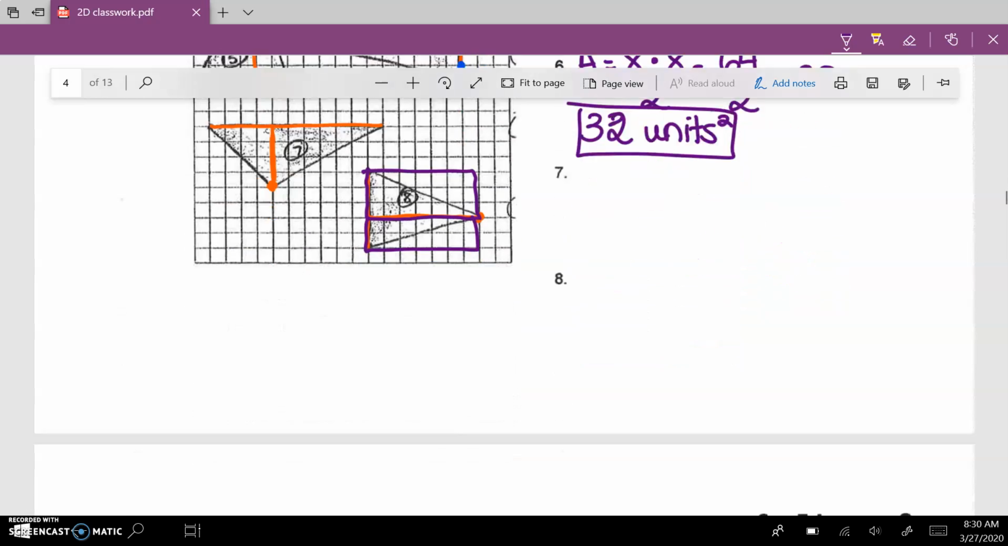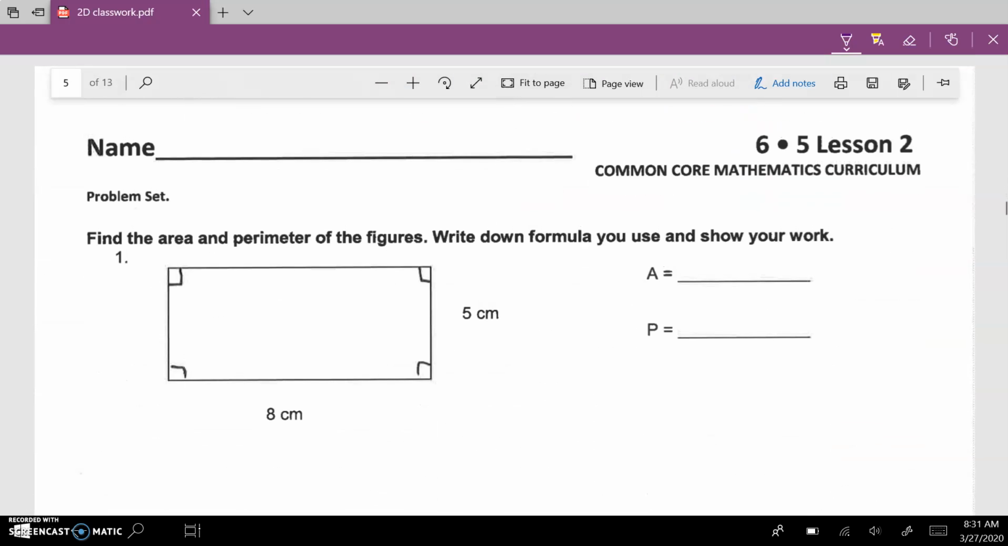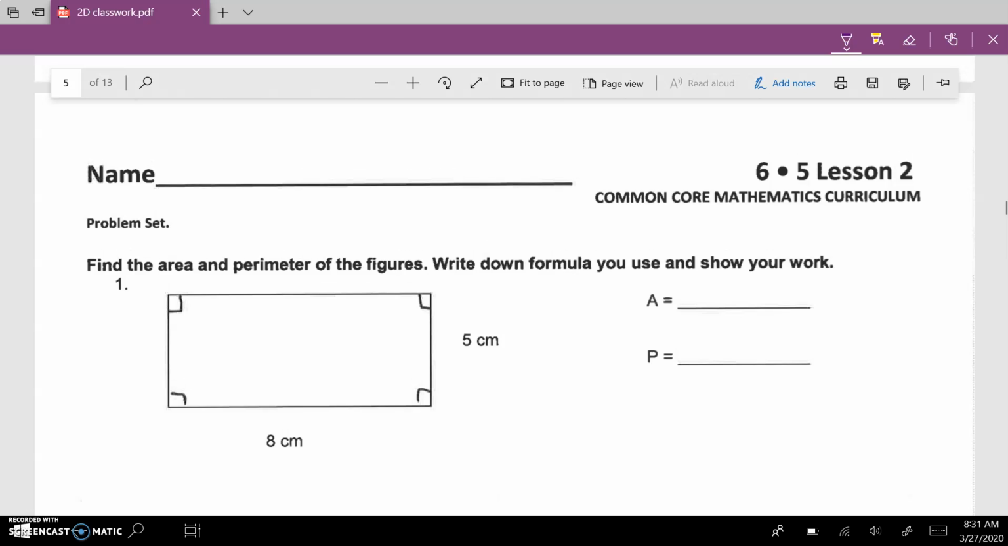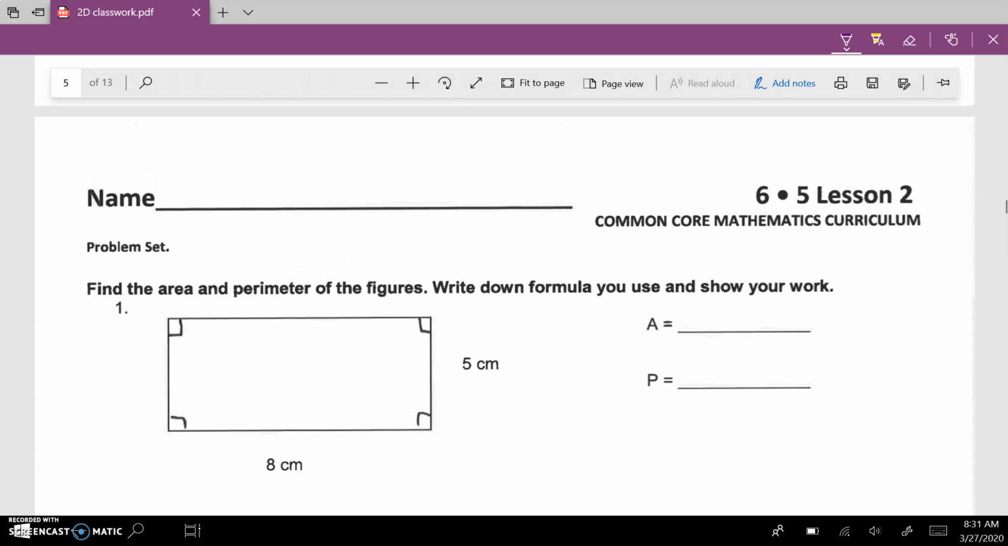If you flip the page now to the next lesson 2 page, this is kind of what our video looked like, so an area for each of these. At the top, I want you to write your formulas in, because the more you write them, the easier it is for you to remember them.